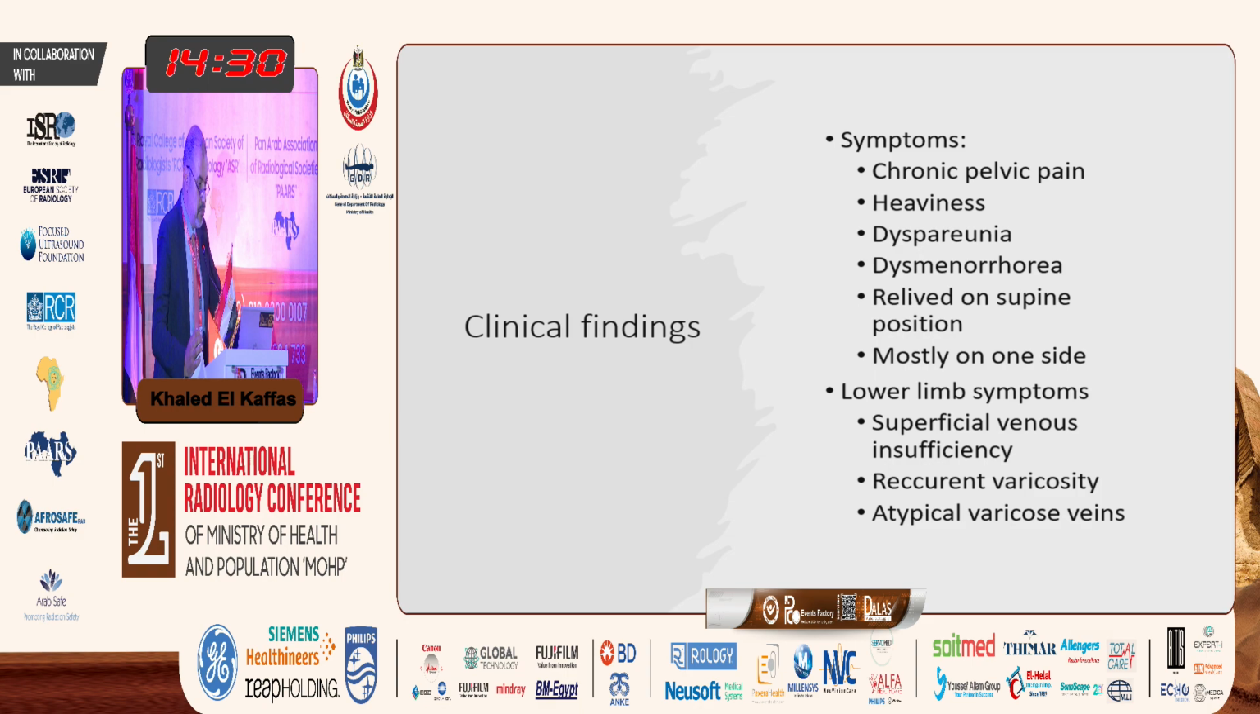Many symptoms occur, such as chronic pelvic pain, heaviness, dysuria, and dysmenorrhea, which is relieved when the patient changes to a supine position, and it mostly affects one side of the patient. It is also associated with lower limb varicosities.